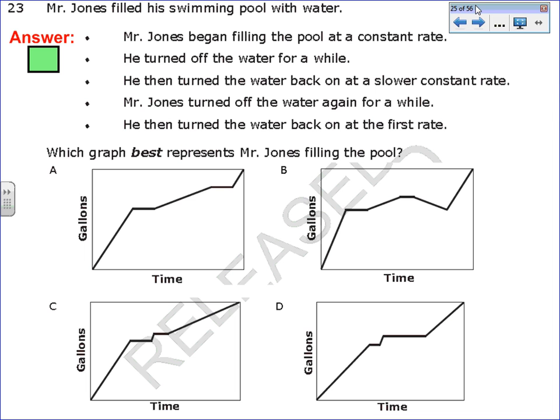If he is filling a pool at a constant rate, that's important. I noticed that on my paper, all my graphs say time and gallons. So that's representing, good to know what they're representing. Then it says he turned the water what? Off for a while. Well, if he's turning the water off, it's going to happen to the gallons. It's just going to stay flat, okay? It's not going to change. No change because you're not adding any water, you're not taking any water out.